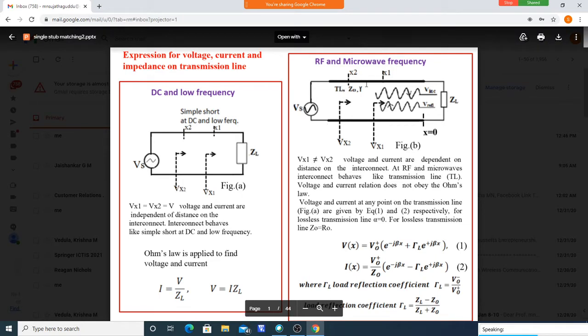But in the case of RF and microwave frequency, we treat that interconnect as a transmission line like this, instead of a simple short circuit. Once we treat it as a transmission line, it has a characteristic impedance Z naught and a propagation constant gamma. If the interconnect behaves like a transmission line and you measure the voltage at positions x1 and x2, V of x1 and V of x2 are different. They are not equal.